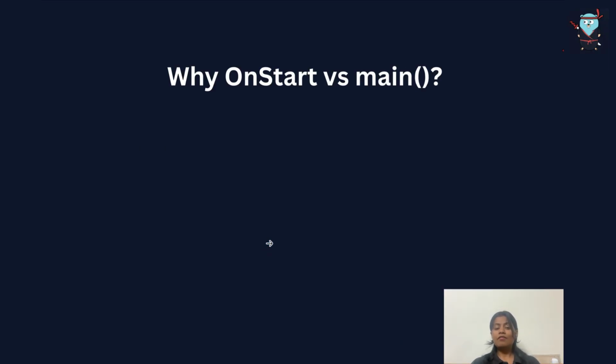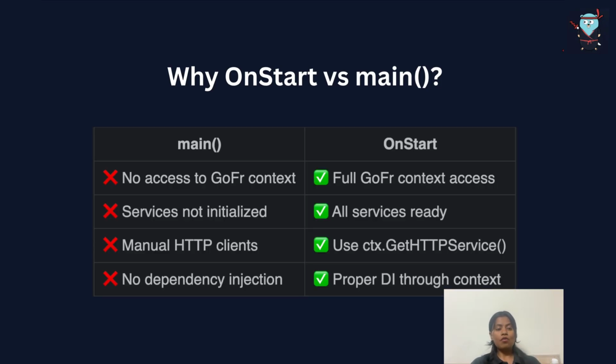Now you might be wondering, why do we need an actual method of OnStart on app? Why could we not just do it in main? In GoFr, you do not have access to GoFr's context in the main function, and you also do not have your services initialized to be called. At that time, that would have led to manual HTTP clients, and there's no dependency injection. But if you use OnStart, you get the full GoFr context, and all the HTTP services that you have registered are ready to use with ctx.GetHTTPService. You also get all the databases that you're connected to through the context. So you also follow proper dependency injection.